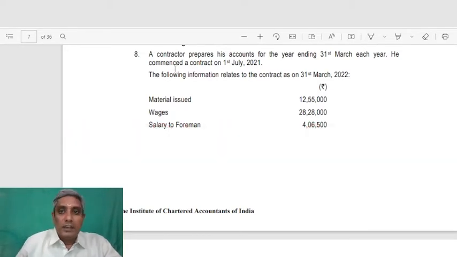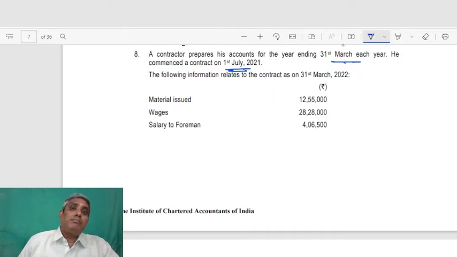Here a contractor prepares accounts as on 31st March every year. He commenced the contract on 1st July. So the date of commencement of the contract is very important for calculation of depreciation. Okay, so you have to be very clear. Contract price and the commencement of the contract, these are two very important things.